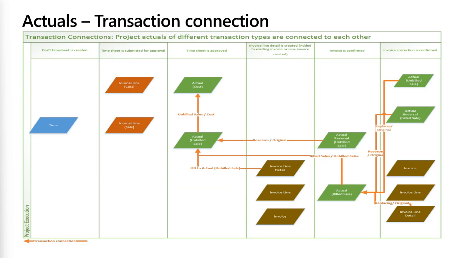We also have the concept of transaction connection. So, a draft timesheet is created, it's submitted for approval, the timesheet is approved. Whenever there are transactions being recorded, they refer to each other. So let's say we have the timesheet approved, so we created the cost and actual unbilled sale. When the invoice is confirmed, the transaction reverses and automatically a link is maintained within the system for all these transactions to maintain the financial integrity.